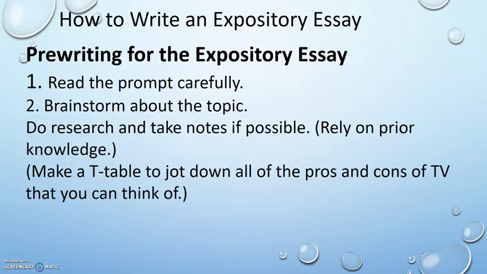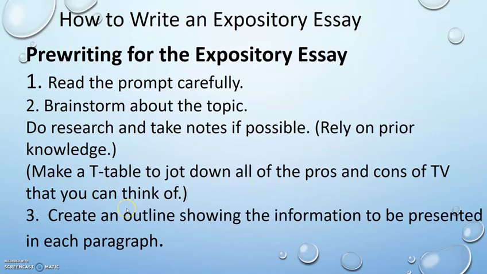Then you brainstorm about the topic. If it's an assignment that is assigned for homework, then it's easy for you to do the research and take notes. But if that's not doable, then you need to rely on your prior knowledge and on things you learned in class. And with that information, you make a T-table to jot down all of the pros and cons of TV that you can think of. Then you refer to your T-table in order to make an outline. Be sure to use complete sentences.